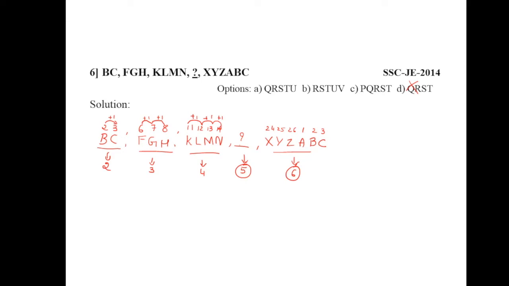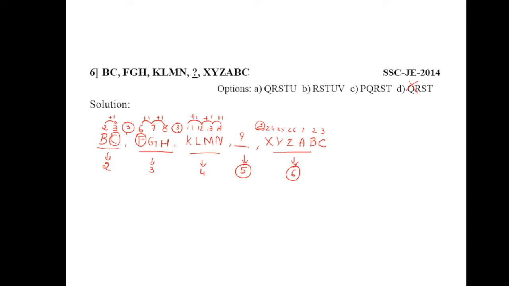So I want to see what is the relation between C and F. What is the difference? Here it is 3, whereas here it is 6. Here H is 8, whereas K is 11. So the difference between C and F is 3, whereas the difference between H and K is again 3, right? So the difference between N and the next term, that is between this and X, should also be 3.